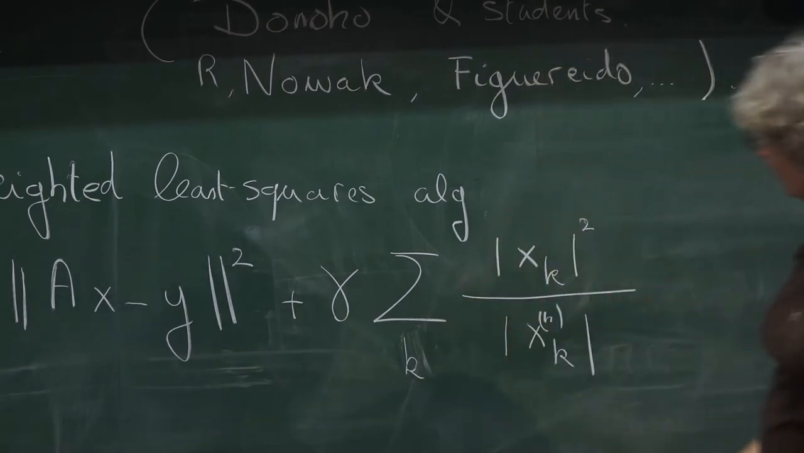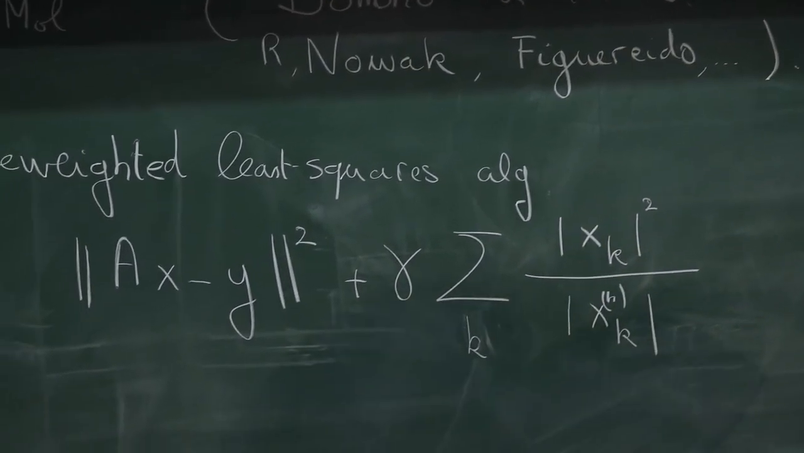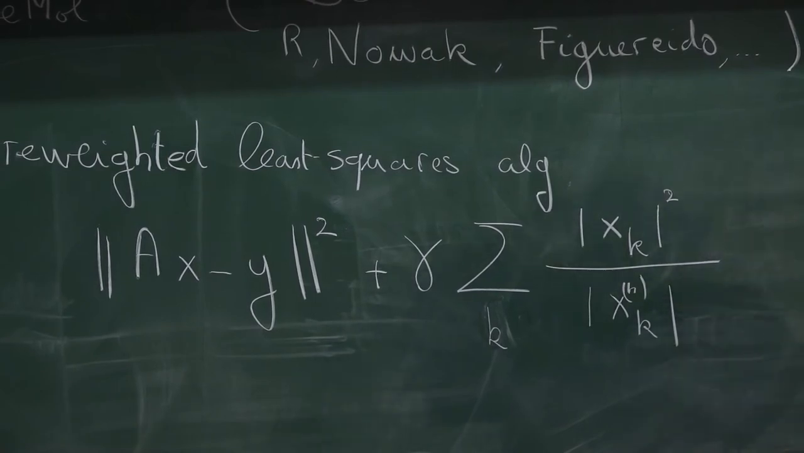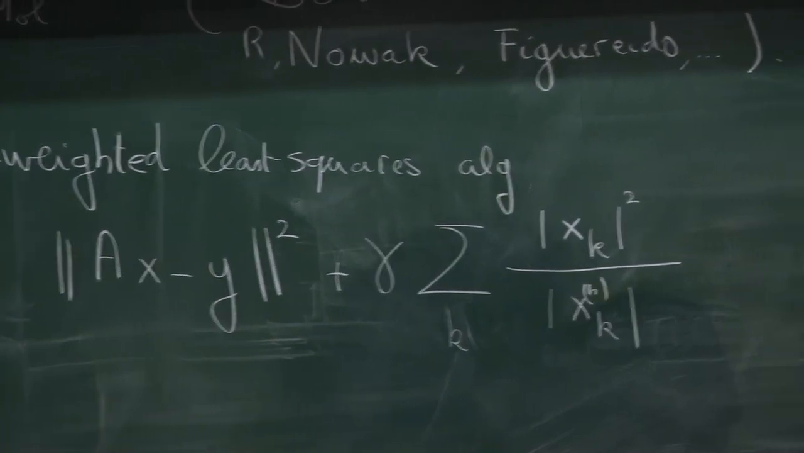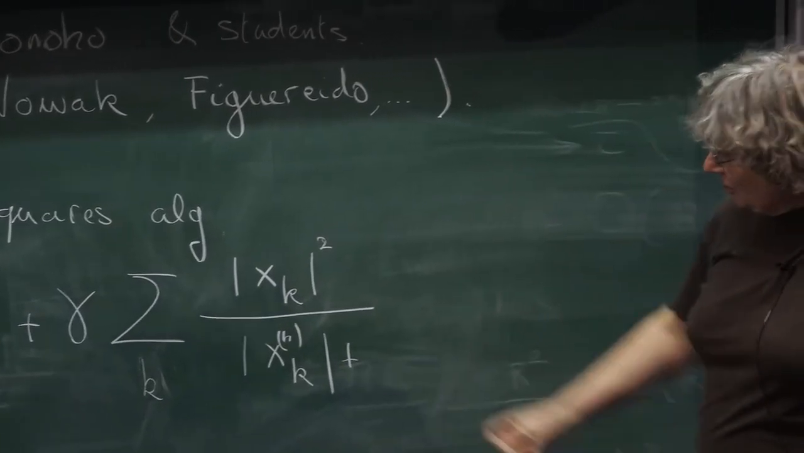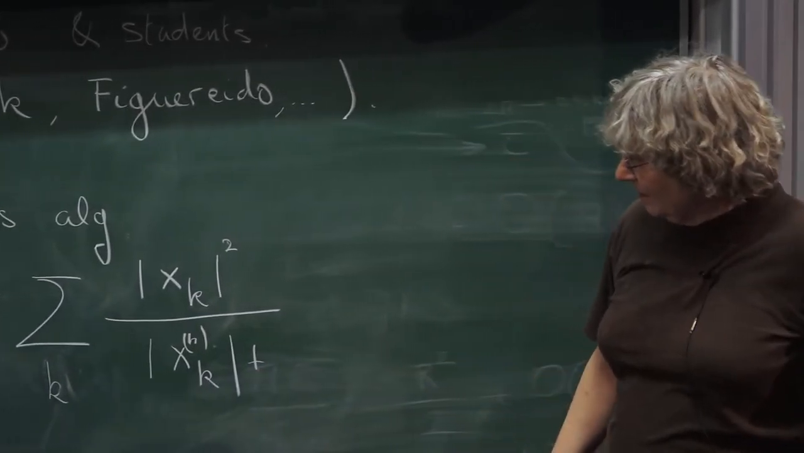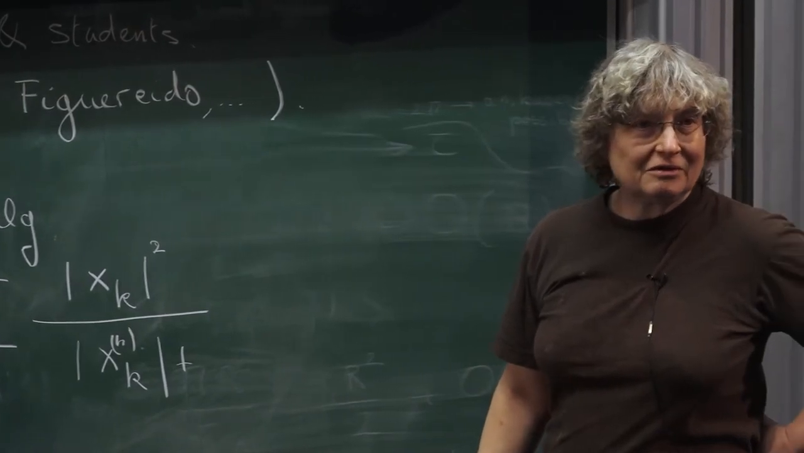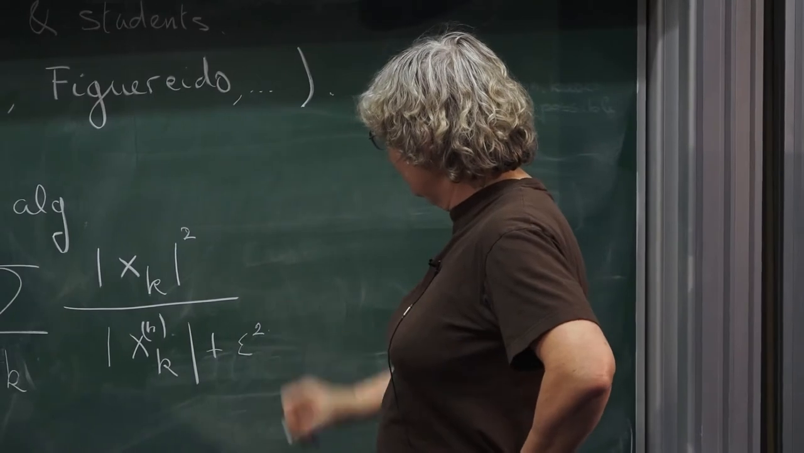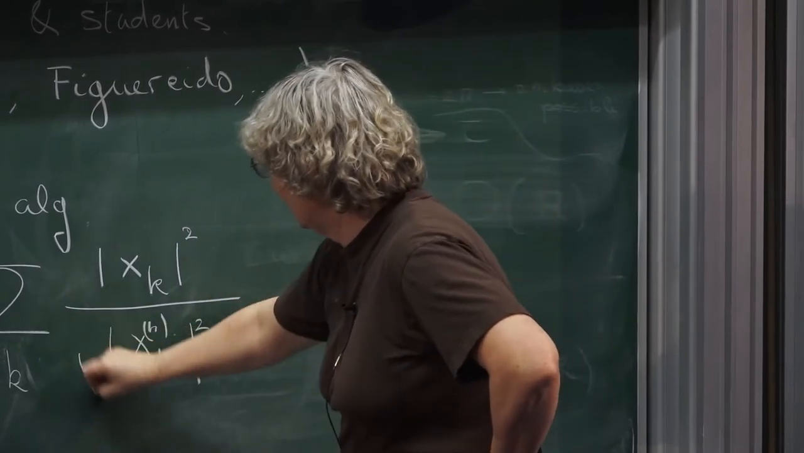if the thing converges, then in the limit, this will just give us the absolute value of xnk. And then they say, well, of course, if this is zero, we are in trouble, or it's very small, so let's put here an epsilon, a square and a square root.